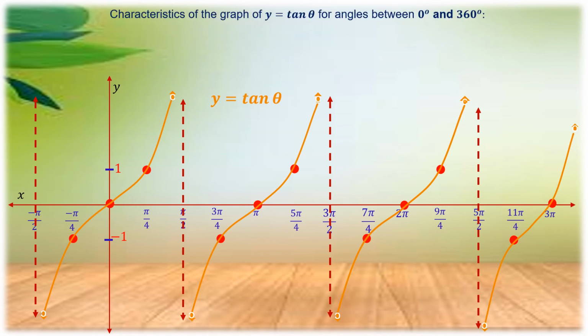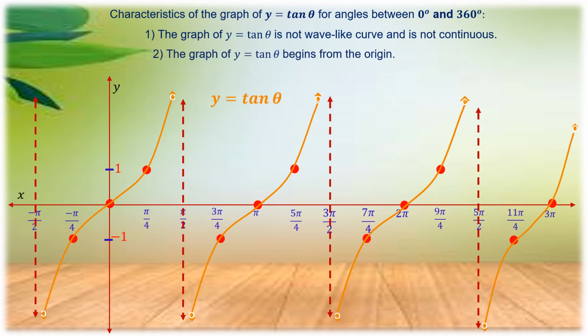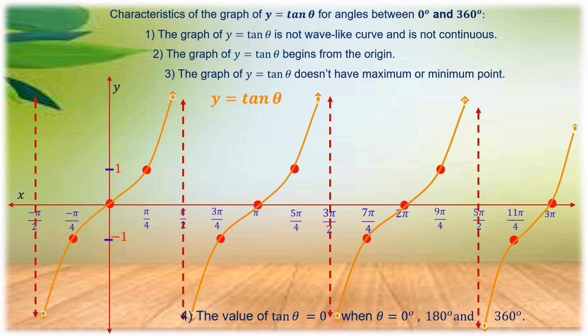Now let us study the characteristics of the graph of y equals tangent theta for angles between 0 degrees and 360 degrees. So first, the graph of y equals tangent theta is not a wave-like curve and is not continuous. And then the graph of y equals tangent theta begins from the origin. And then the graph of y equals tangent theta doesn't have a maximum or minimum point, unlike the graph of y equals sine theta and y equals cosine theta. And then the last one, the value of tangent theta is 0 when the angle is equal to 0 degrees, 180 degrees, and 360 degrees.